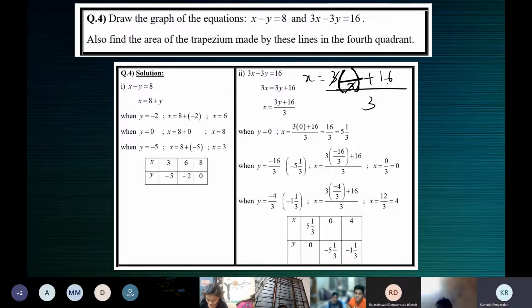Yeah, so since we have a plus 16 here, when we take minus 16, the 3 gets cancelled, and minus 16 plus 16 is 0. So 0 by 3 is 0. So the value of y, what is in the bracket, is minus 16 by 3.